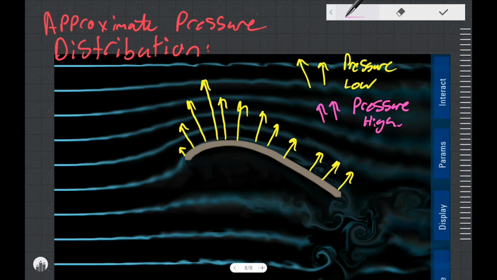On the high pressure side of the airfoil, we would expect to see somewhat the same thing. As we get into the widest part of the spread apart streamlines, we will have the most pressure acting. And then later, as the streamlines come closer together, the distribution is going to get smaller and smaller again.